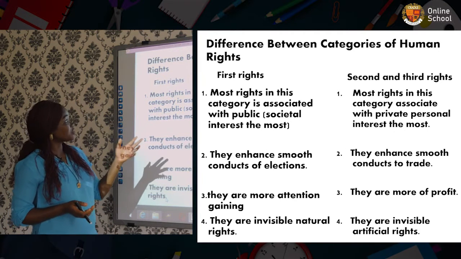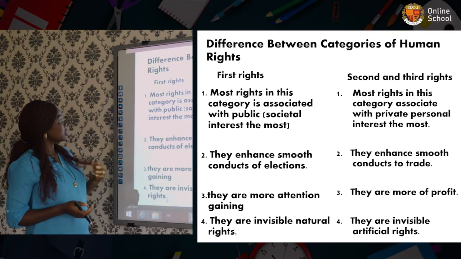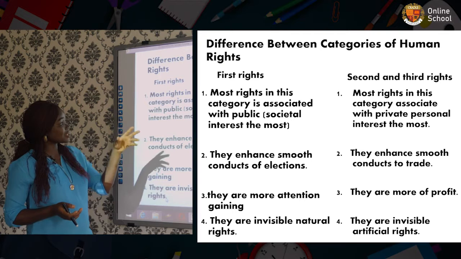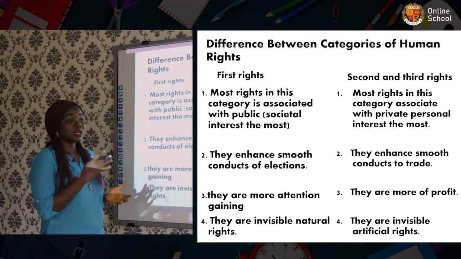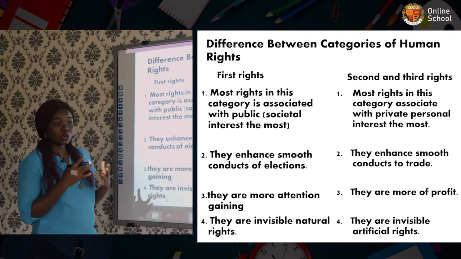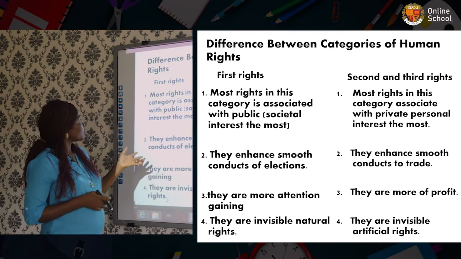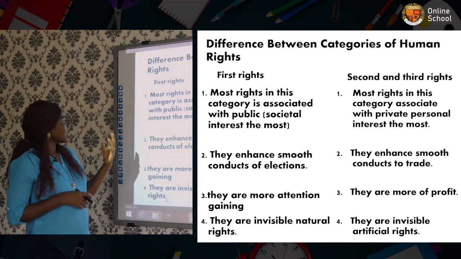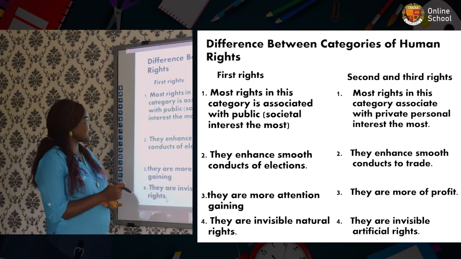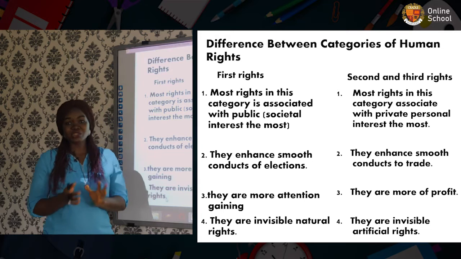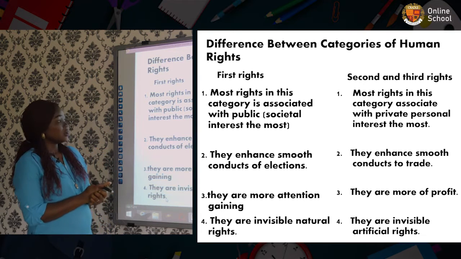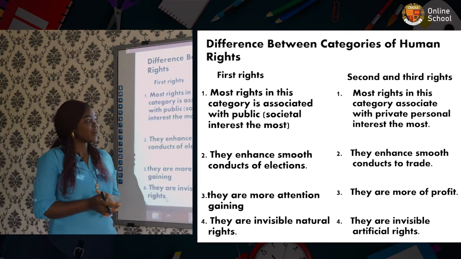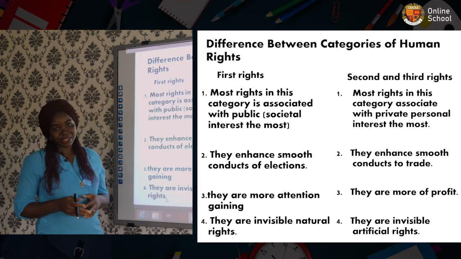And we'll look at the difference between these categories of human rights. If you look at the board, we categorize them into two: first right and second and third right. Remember, I told you, second and third right, they share almost the same thing. From the first difference, most rights in the first right are associated with public, that is societal interest. It has to do with societal interest, while the second and third rights associate with private, personal interest.